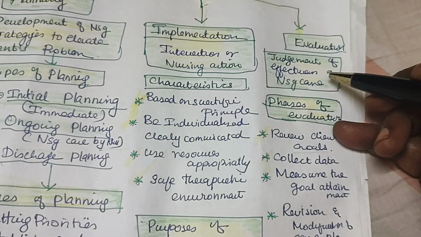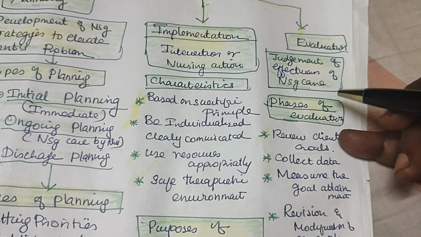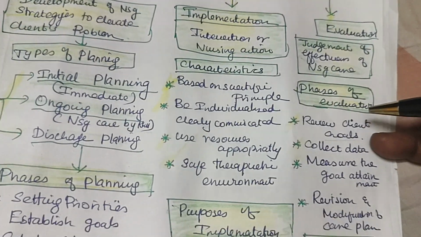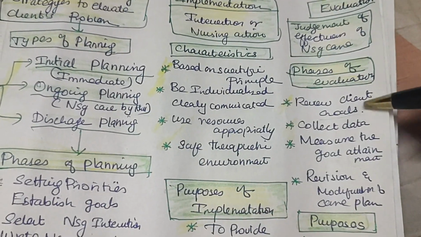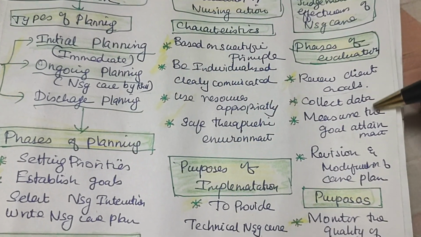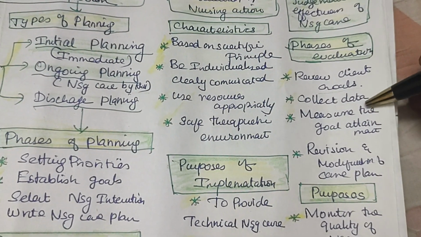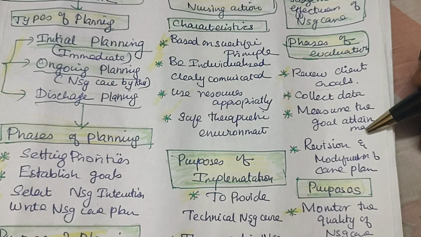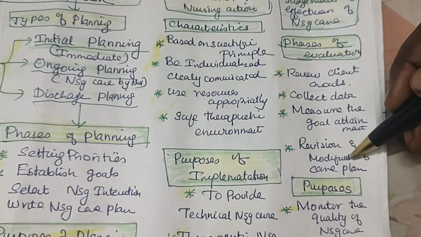Evaluation. Evaluation is the final step, the judgment of the effectiveness of nursing care. What are the phases of evaluation? Review client goals, whether you achieved them or not, collect the data, patient satisfaction, measurement of the goal attainment, revision and modification of the care plan.